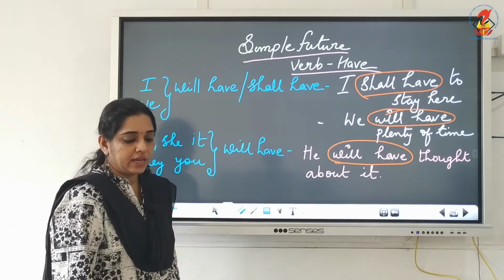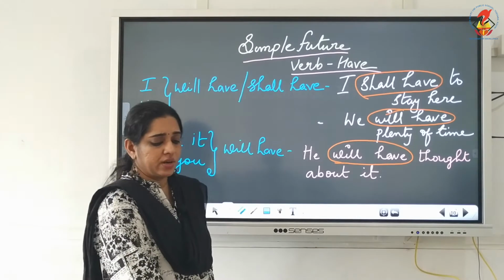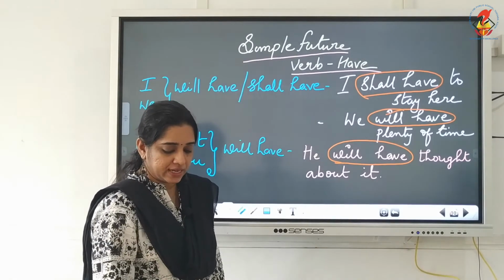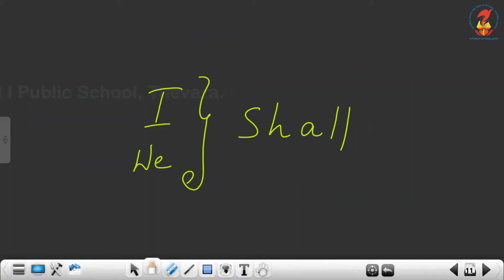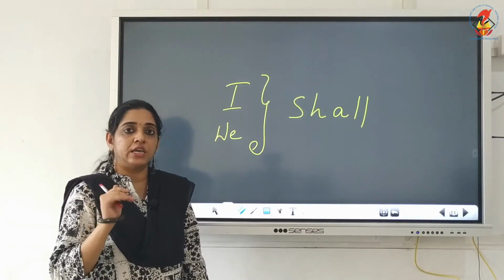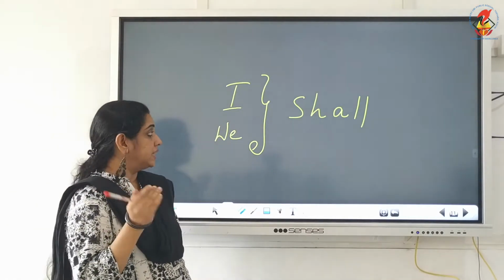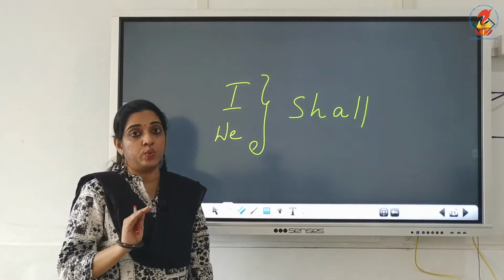Okay, I hope it's clear. Now, children, coming to the exercises of the textbook, page number 74. Before that, see one more thing. For I and we only, you have to use shall. For all other he, she, it, they and all, you have to use will.